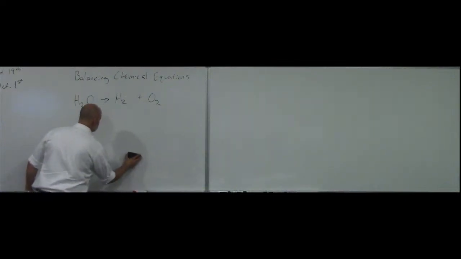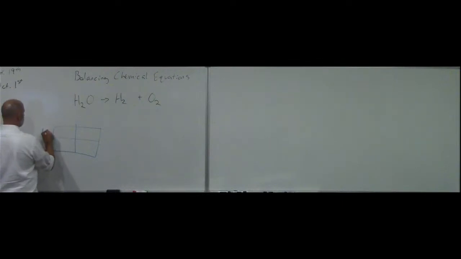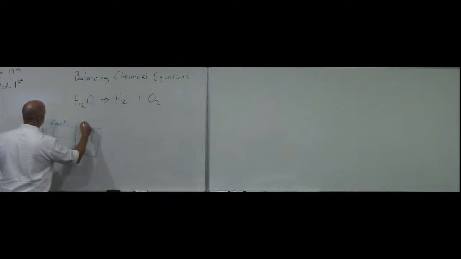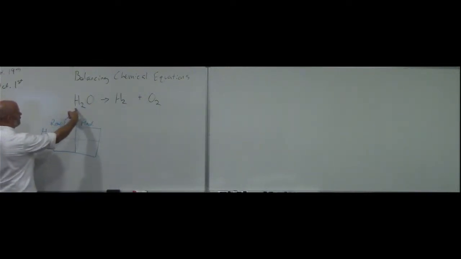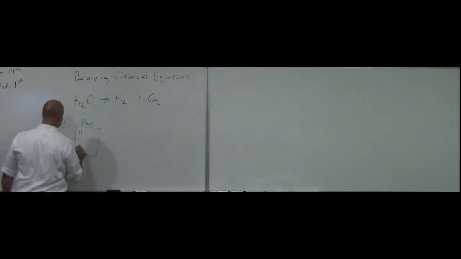All right. So let's go here. I want to keep track of my products and my reactants. All right, so I've got my hydrogen, and I've got my oxygen, I've got my reactants, and I've got my products. So, how many hydrogens do I have here? Two. How many oxygens do I have here? One. How many hydrogens do I have here? Two. How many oxygens do I have here? Two. So we have a problem.